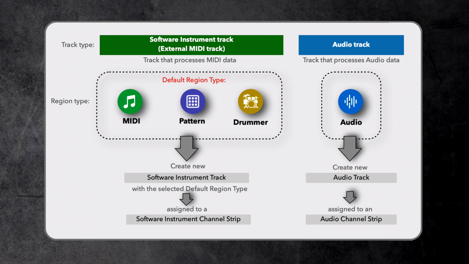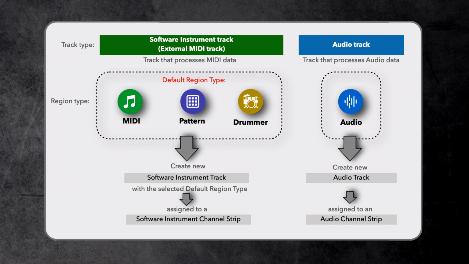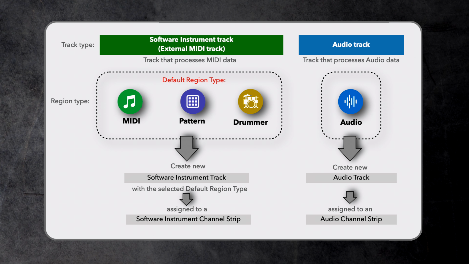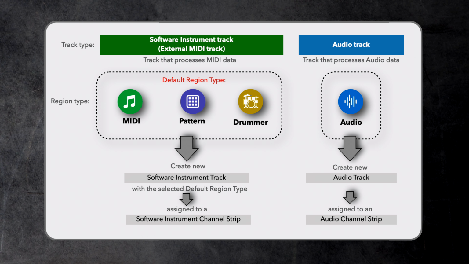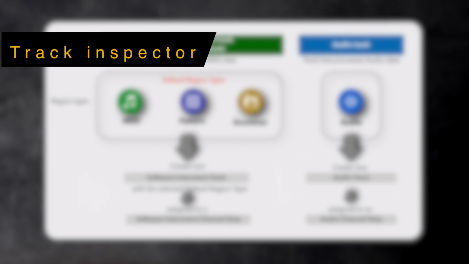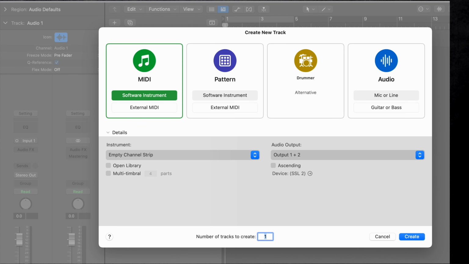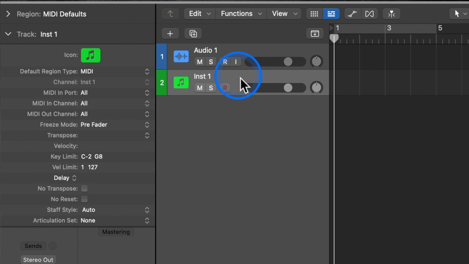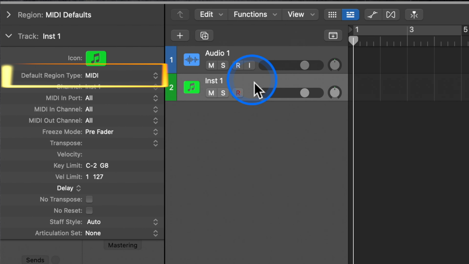But what is the purpose of those default region types? I will explain that in a moment. First, let's look at the second area that has to do with the default region type, and that is the track inspector. Here's the project with the New Tracks dialog open. When I select the MIDI tile and click Create, or double-click the MIDI icon, I will create a software instrument track with its default region type set to MIDI. Here is the new software instrument track in the Tracks area.